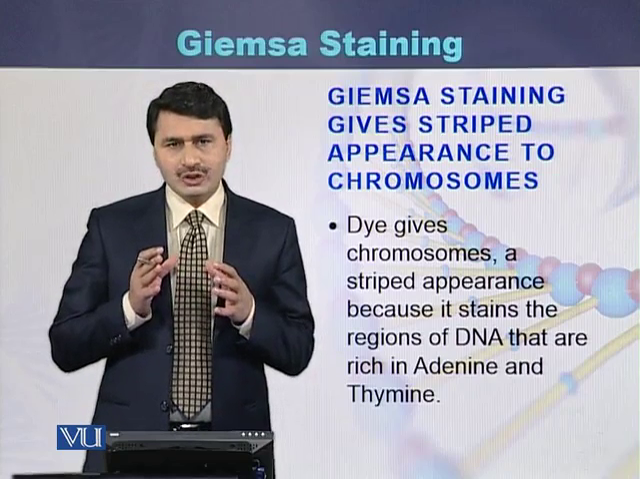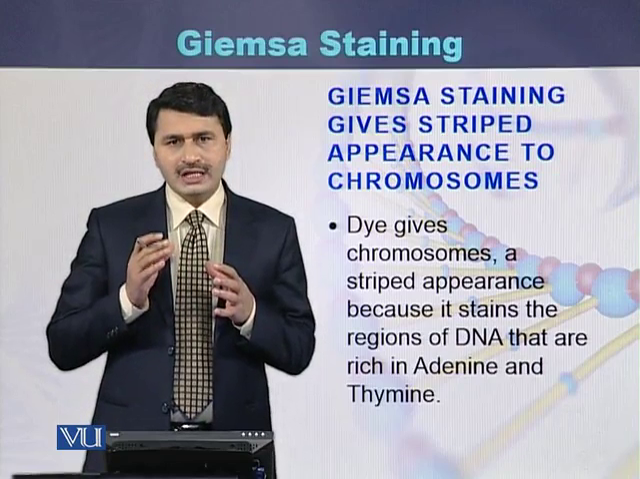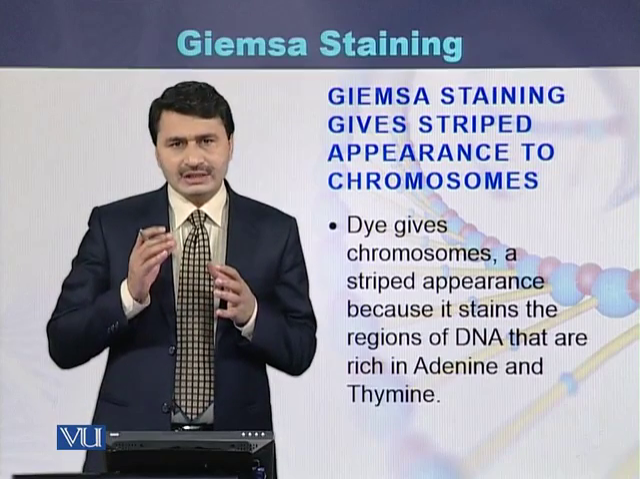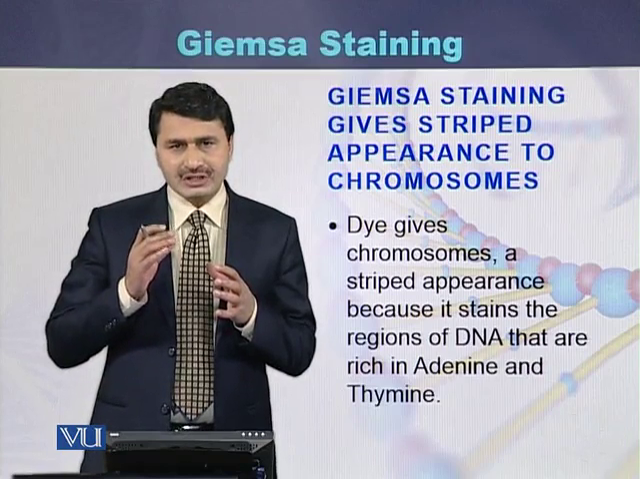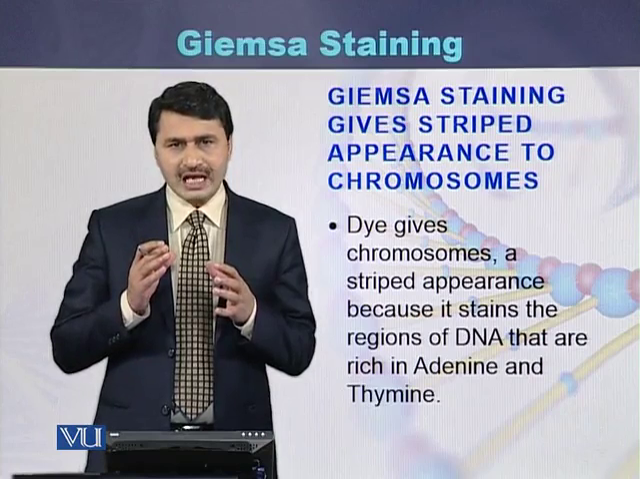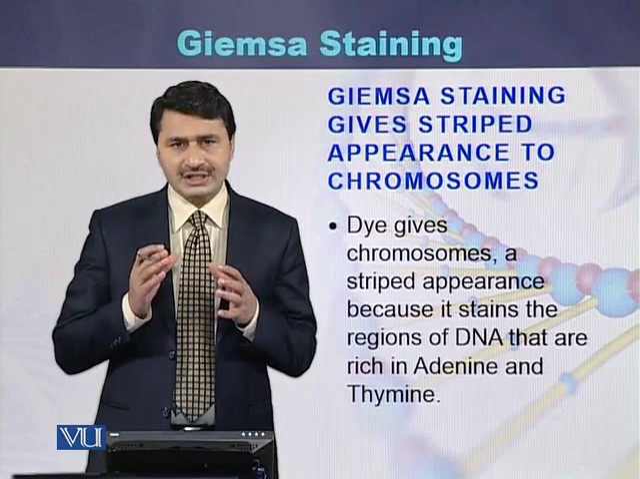Giemsa staining usually gives a striped appearance to the chromosomes, in which we can see dark bands and light bands. They are repeated. Some of the bands appear dark, and some of the bands appear light in color.